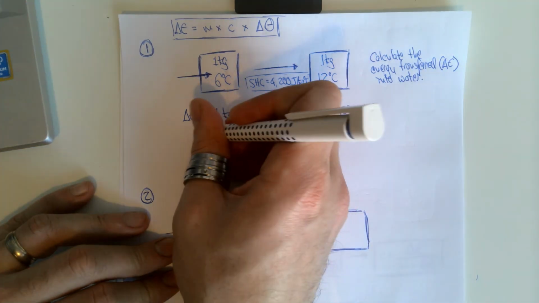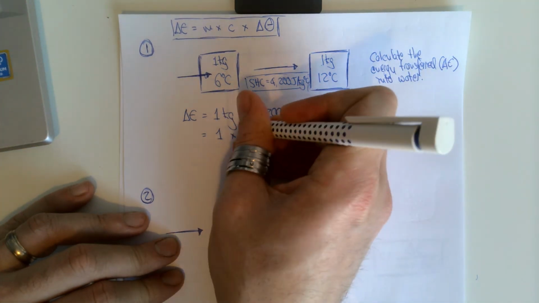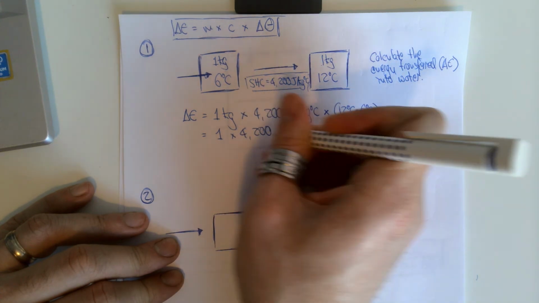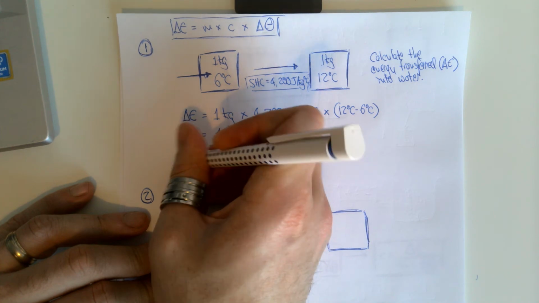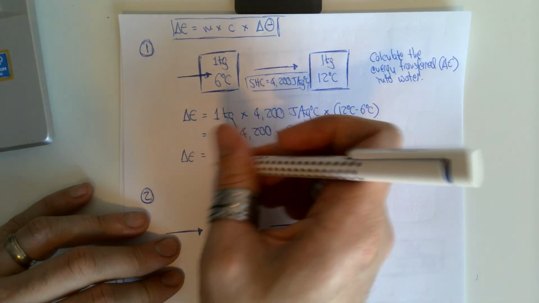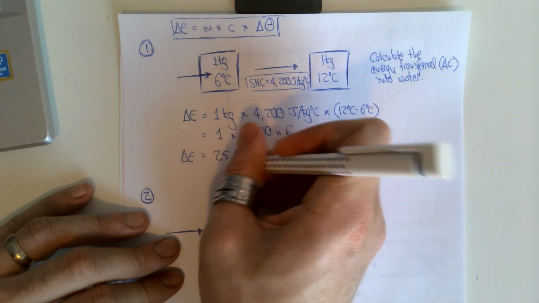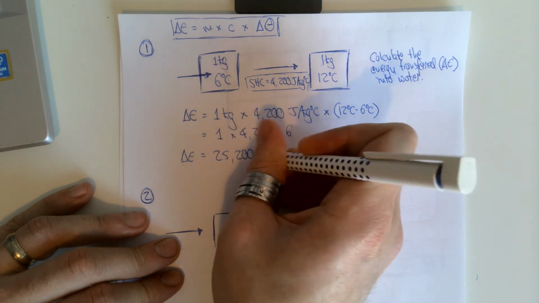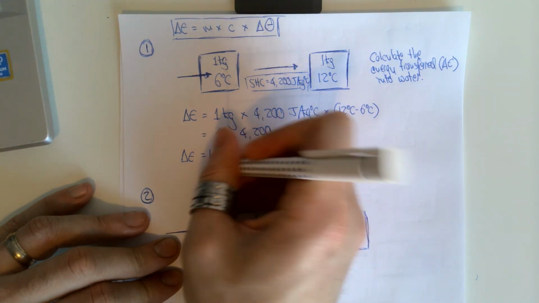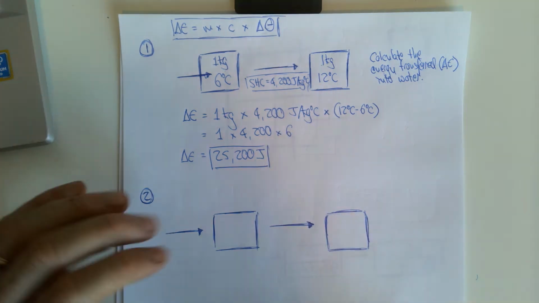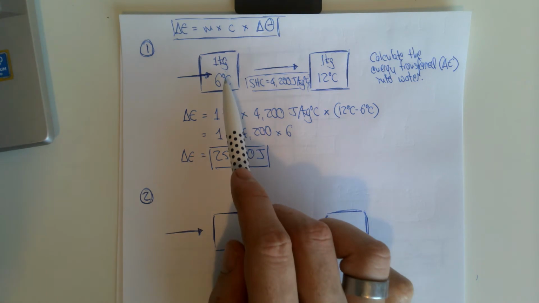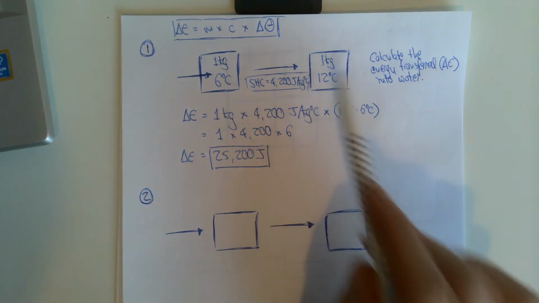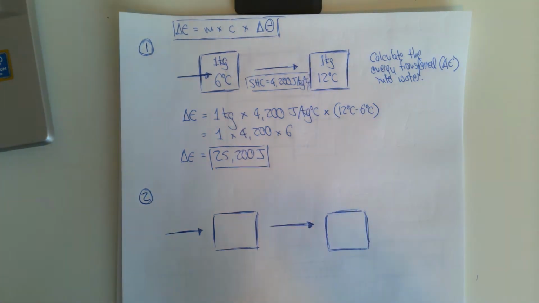So 1 times 4,200 times 6 gives us a change in energy of 25,200 joules. So that's the amount of energy that's transferred into 1 kilogram of water to heat it from 6 to 12 degrees. We've got an example there. Let's have a look at another example.